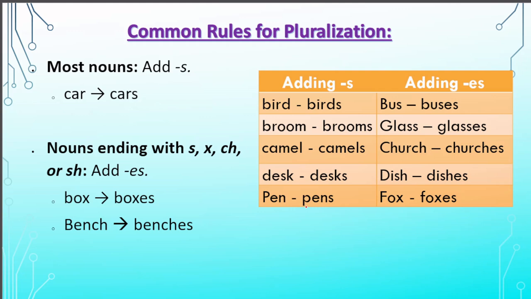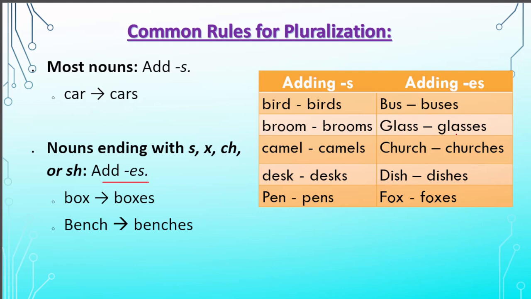Now, rule number 2. Words ending with s, x, ch or sh, add es to make it plural. Whenever the words are ending with these letters, you need to add only es to make the words plural. s, x, ch और sh अगर word के ending में है तो आपको es लगा के plural बनाना है. जैसे कि examples box, boxes, bench, benches, bus, buses, glass, glasses, etc.